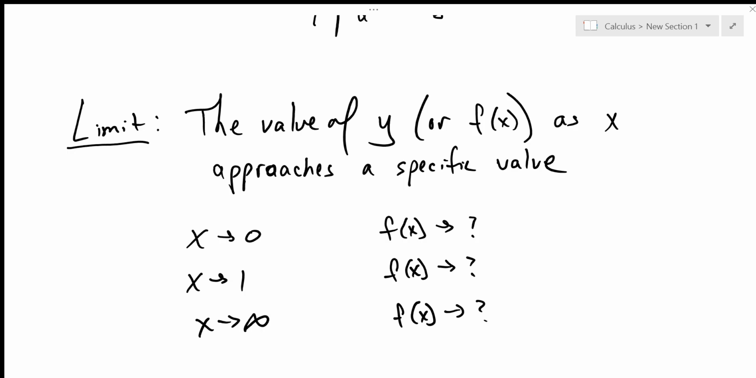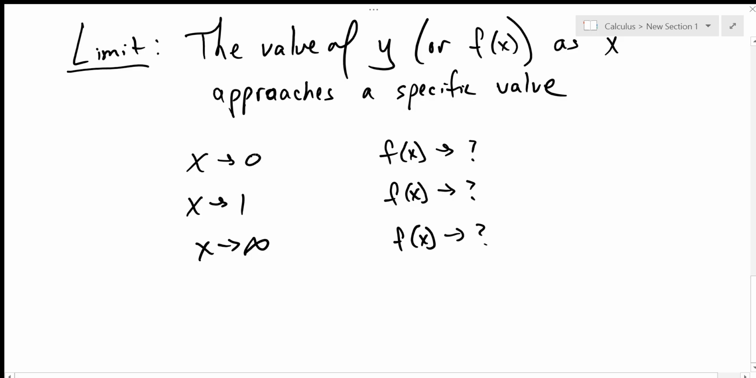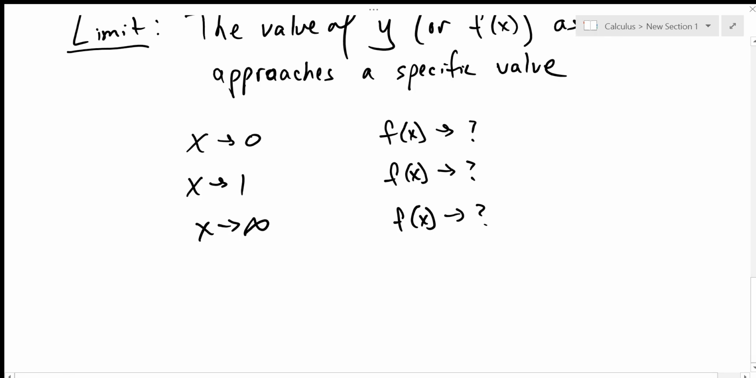And it turns out we don't actually care what happens at 0. We don't care what happens at 1 or at infinity, if you could ever be at infinity. We really only care what happens to the function value as x gets close to 0, as x gets close to 1, as x gets close to infinity. That's the idea of a limit.